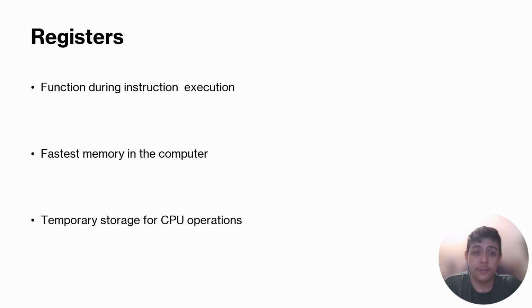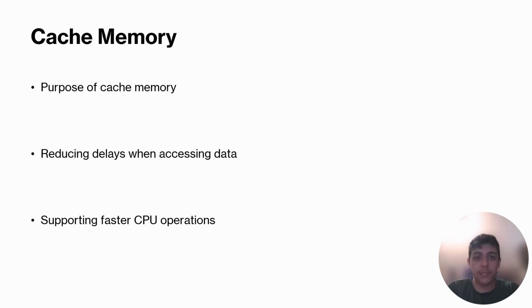Registers also play an important role in executing instructions. For example, when the CPU performs a calculation, the values involved in the operation are often stored in registers before being processed by the arithmetic logic unit, which we discussed in our previous video. Alright, so next we have the cache memory.